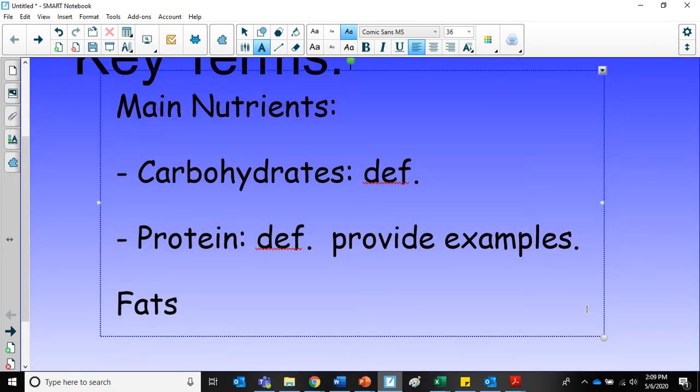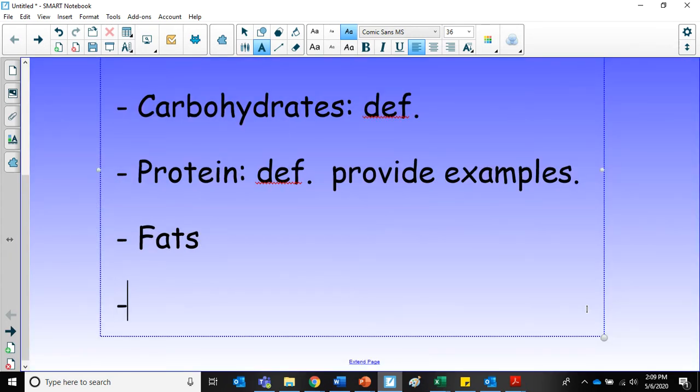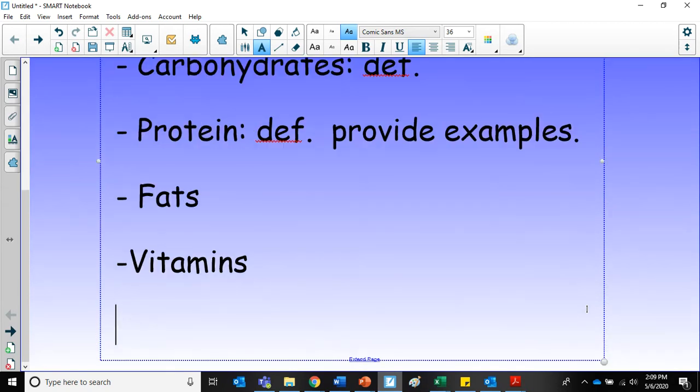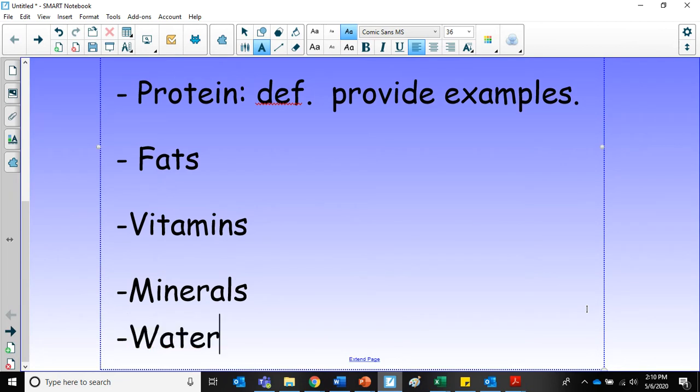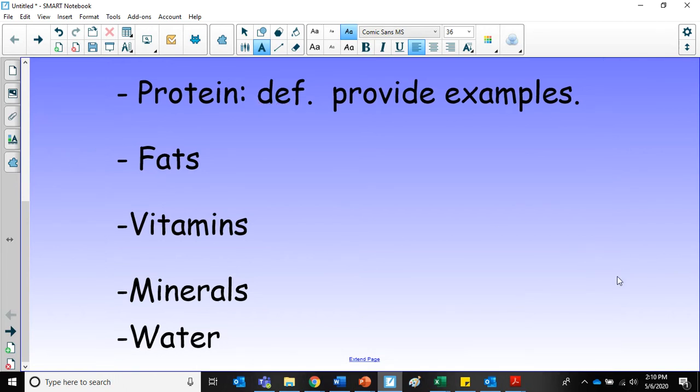And so we go fats. I'll make it look all the same. Helpful for that. Fats have that definition. Vitamins have that definition. We have minerals. And then we have water. And so we list out all six and we are able to provide examples for all of them. So that's the very first thing we should be doing.